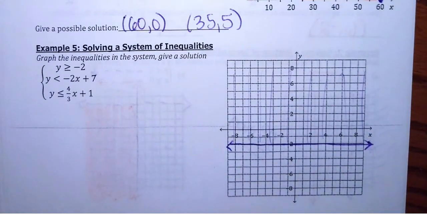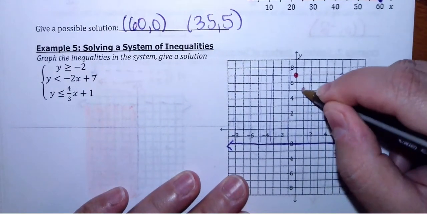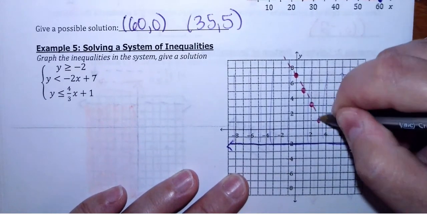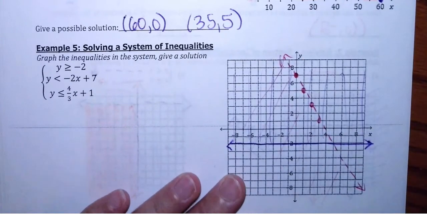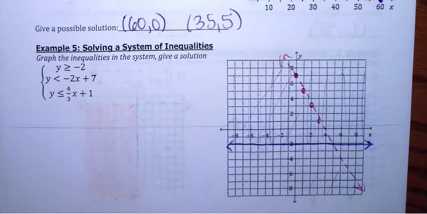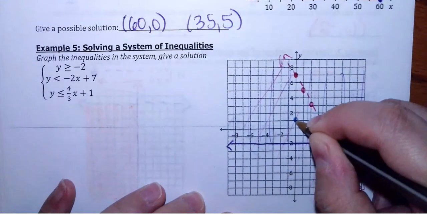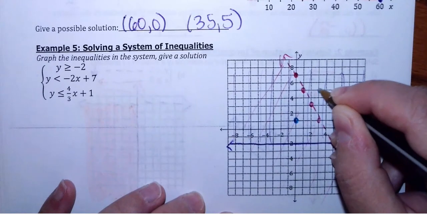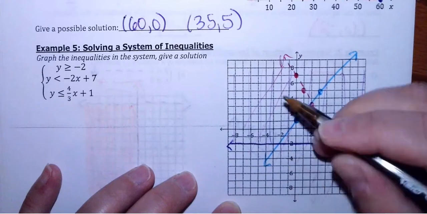The second equation is y = -2x + 7. So I'm going to start that at 7, slope down 2 over 1, down 2 over 1. This is going to be a less than, so it's going to be a dotted line here. Less than goes below, so shade that way. Then I've got one more, which is y is less than or equal to 4/3 x plus 1. So let's find 1. Then I'm going to go up 1, 2, 3, 4, and over 1, 2, 3. This should be a solid line. And this one is also a less than.